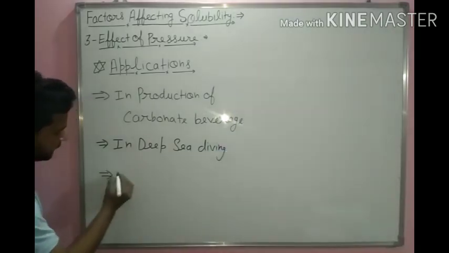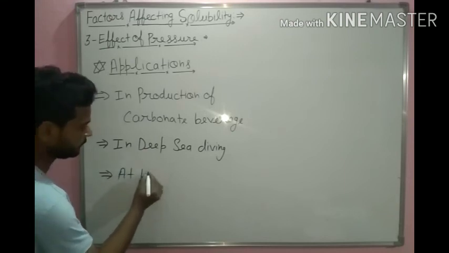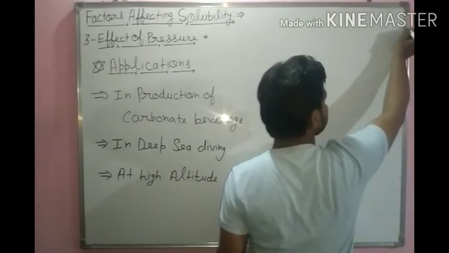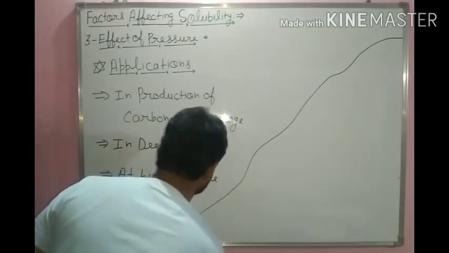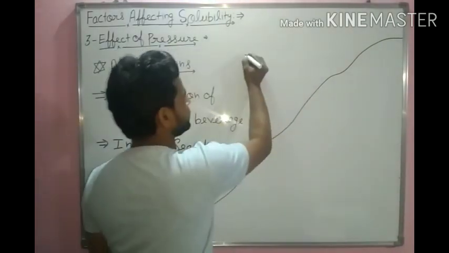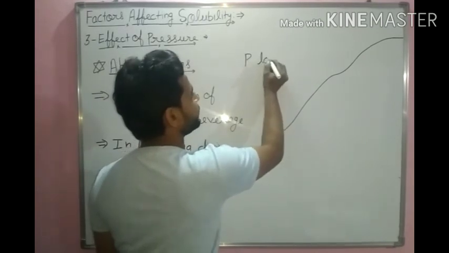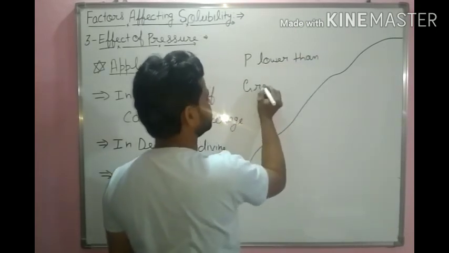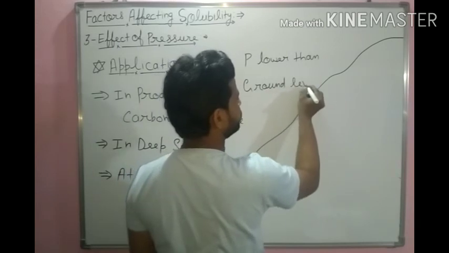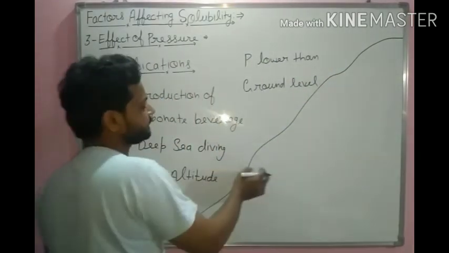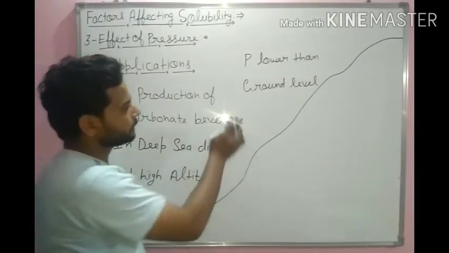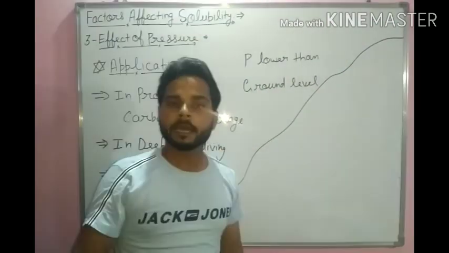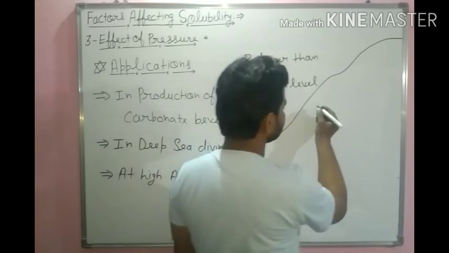Next application is at high altitude. We know that pressure at high altitude is lower than at ground level. So the solubility of oxygen in blood decreases, and a person at high altitude feels weakness and is unable to think. This problem is called anoxia.